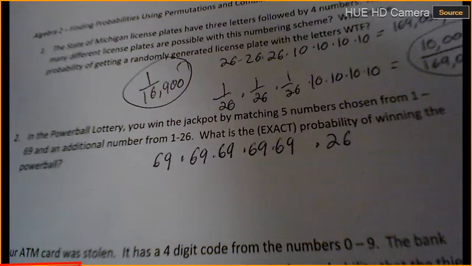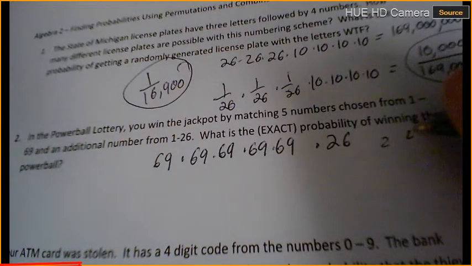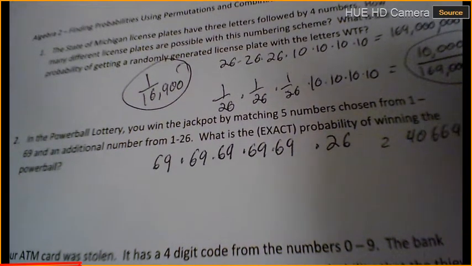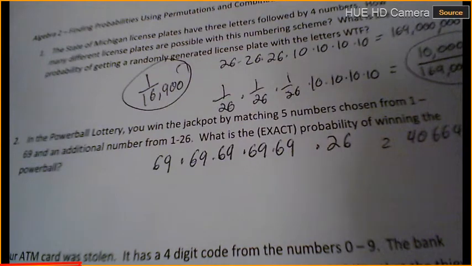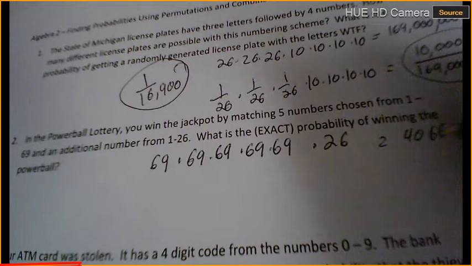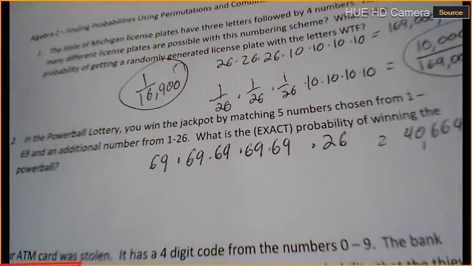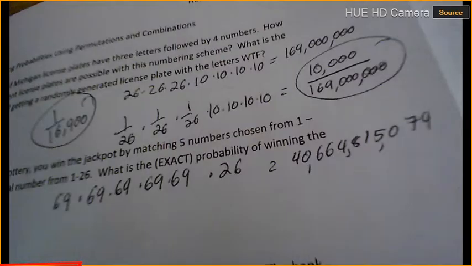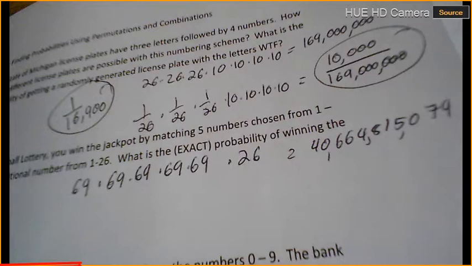Yep. So we end up with 40,664,815,074 possibilities. Okay, and those are the possibilities, but what are my chances of getting all of these correct? So this is going to be a little bit different. These are my possibilities. Now what are my chances?